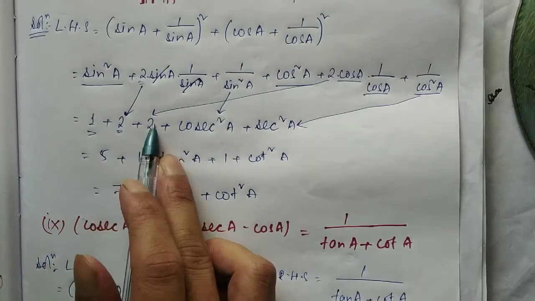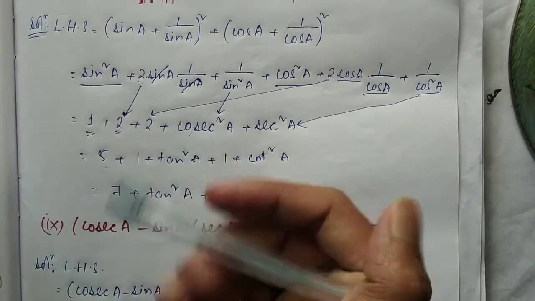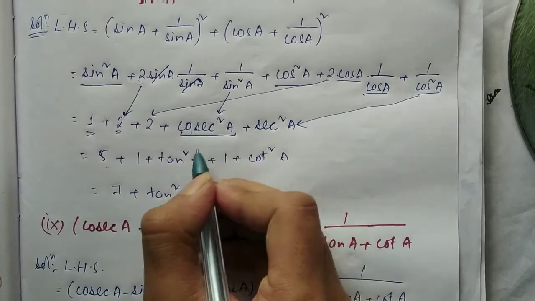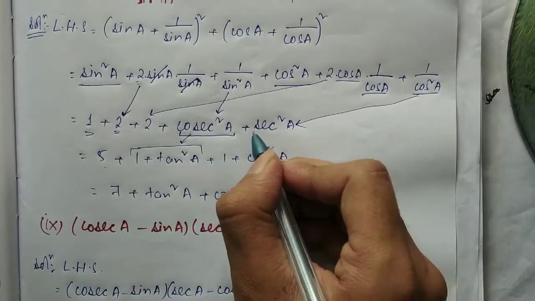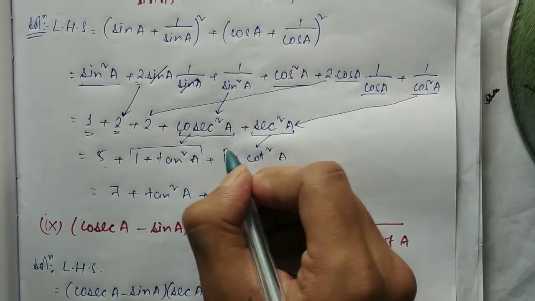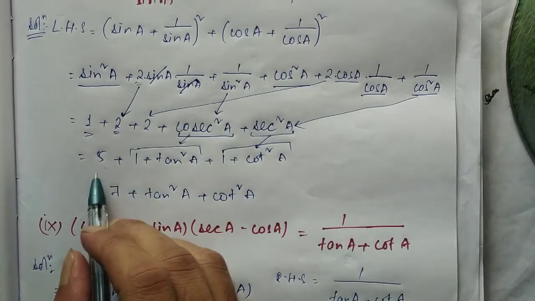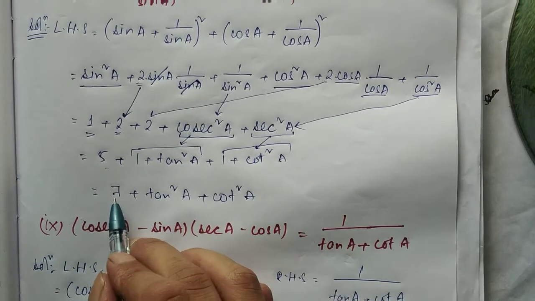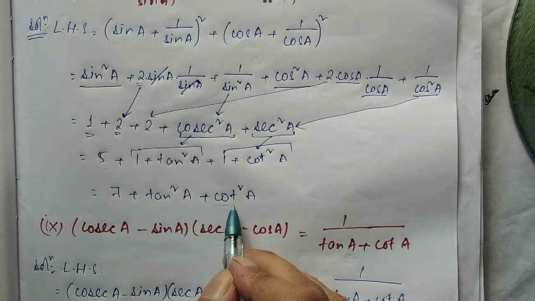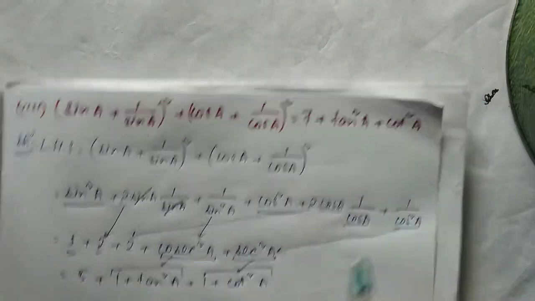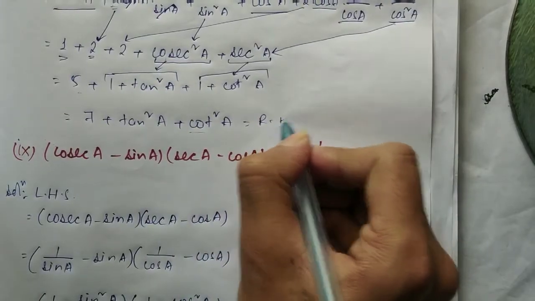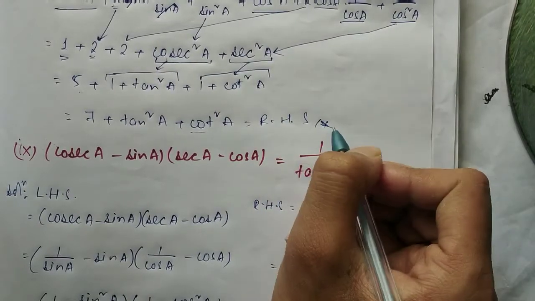And then we see that 1 plus 2 plus 2 is 5, and also we know that cosec square theta is equal to 1 plus cot square theta, and sec square theta is equal to 1 plus tan square theta. So we get 5 plus 1 is equal to 7 plus tan square theta, and here it is cot square theta. So which is equal to our right hand side, and hence our proof.